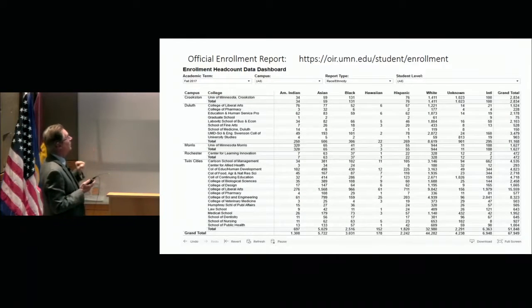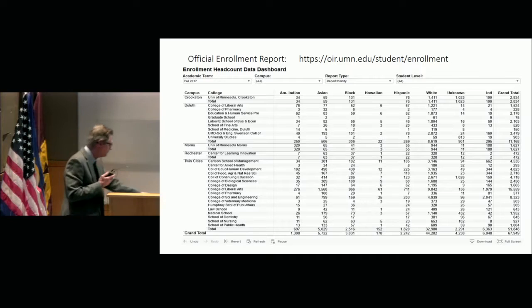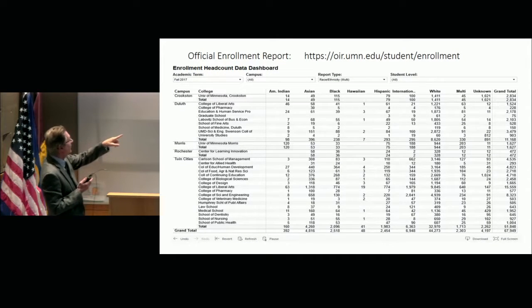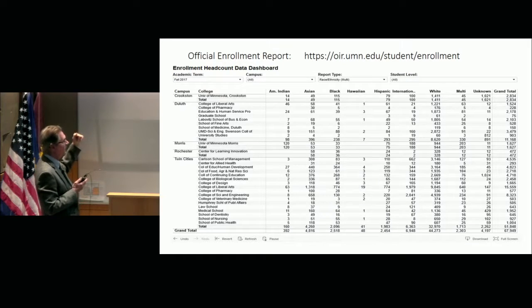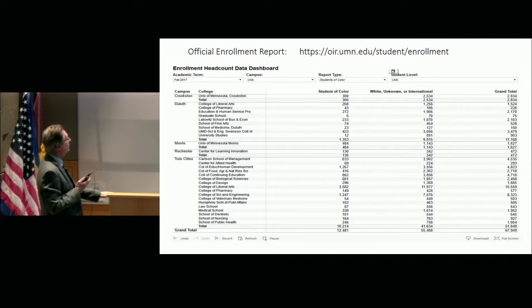This is just an example of an official enrollment report by race ethnicity. This is the single value per person. You don't see a multi here. And at the top, you can drill down to different terms and campuses and student levels like undergrad, grad, professional. This is a separate example showing the multi-category. You can see how many have selected more than one when they self-reported. We carry both. An example of categories: student of color versus everyone else.